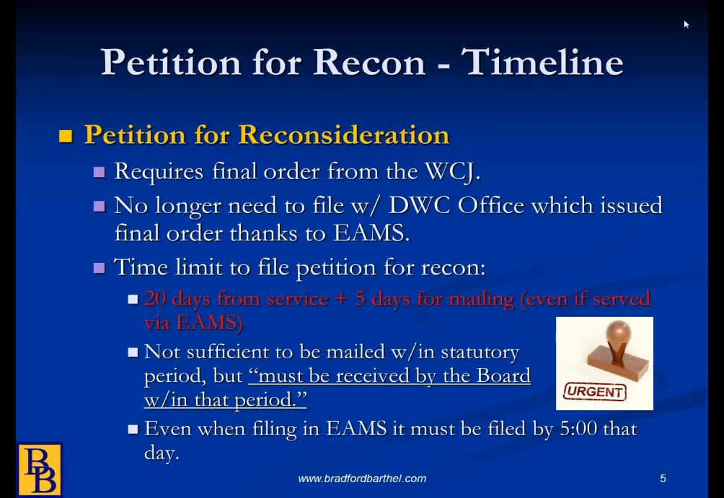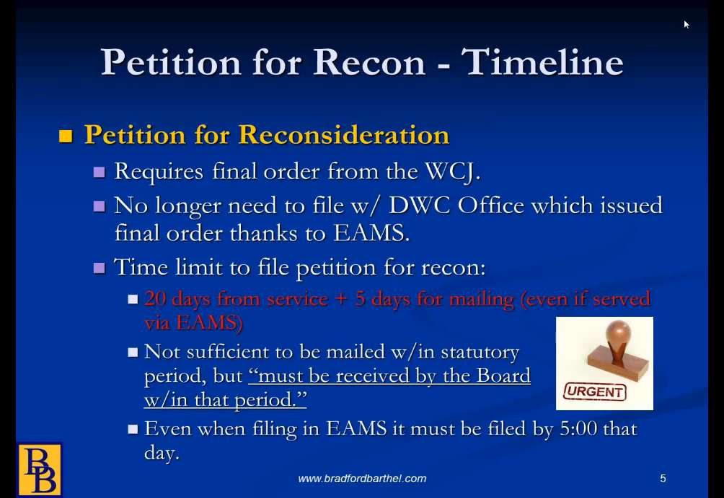That 20 days plus 5 from mailing is jurisdictional, meaning that the WCAB will lack jurisdiction to address the issue if the petition for reconsideration is not timely filed. And it's not sufficient if it's only mailed within the statutory period. So if you're not e-filing and you're mailing it in on the last day, you're out of luck. It has to be received by the board within that 20 days plus 5 for service.